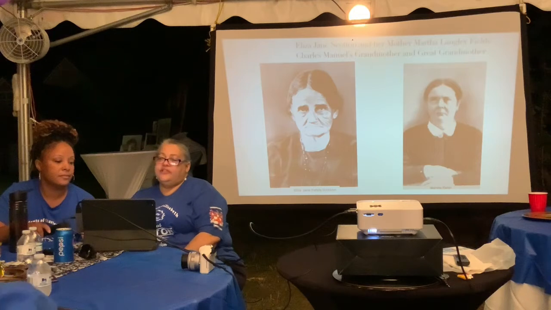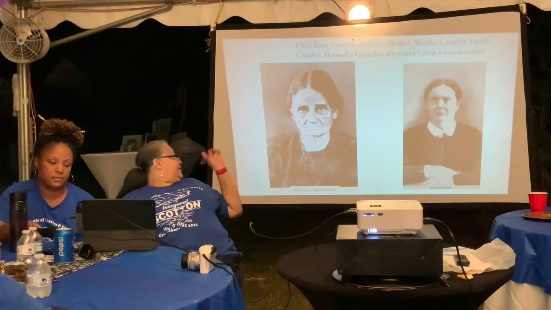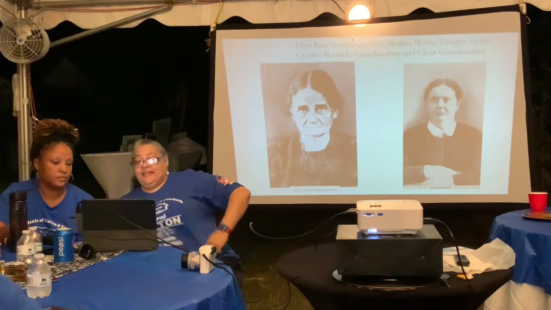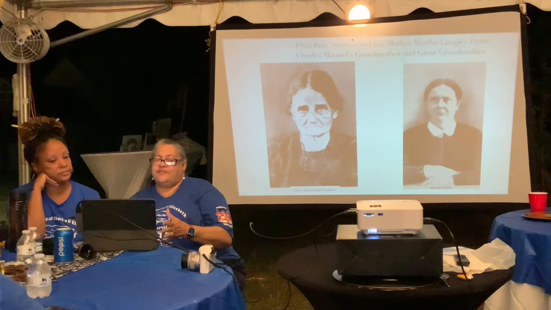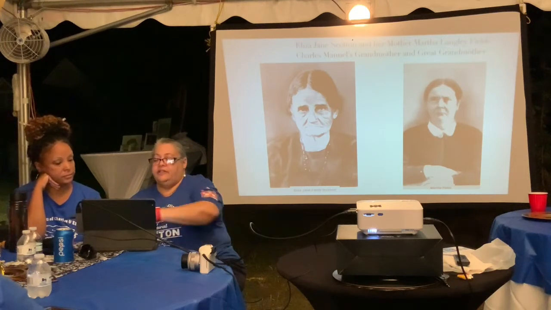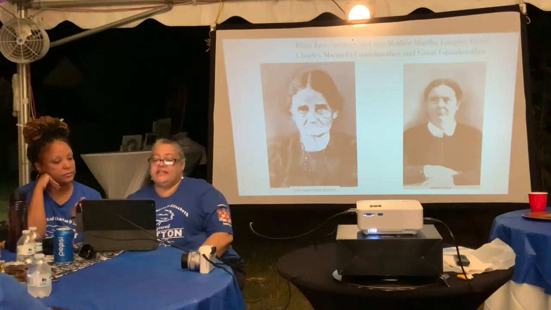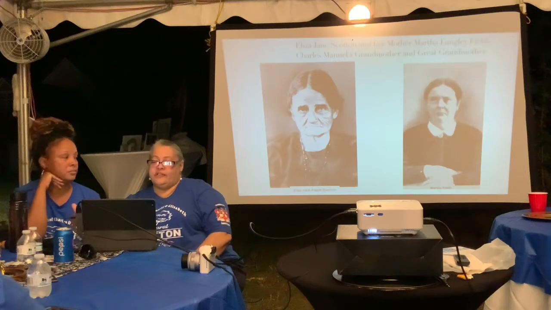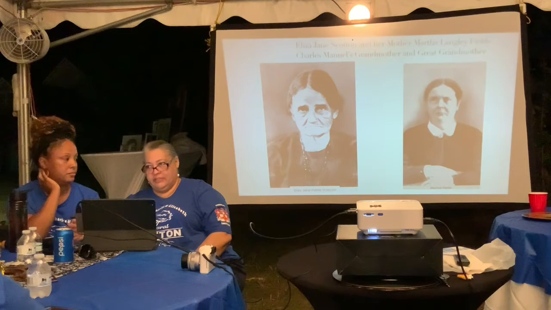And these are pictures of Eliza Jane, who is on the left, and her mother. And this was Granddaddy's grandparent, and then great grand, because that was her mother. And Eliza Jane was listed, like I said, as a mulatto. In some of the records with their kids, some of them are listed as mulatto, and some of them are listed as black.